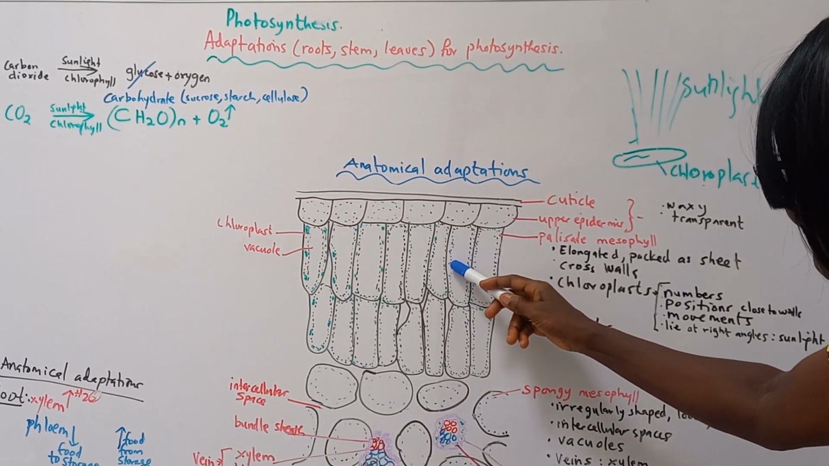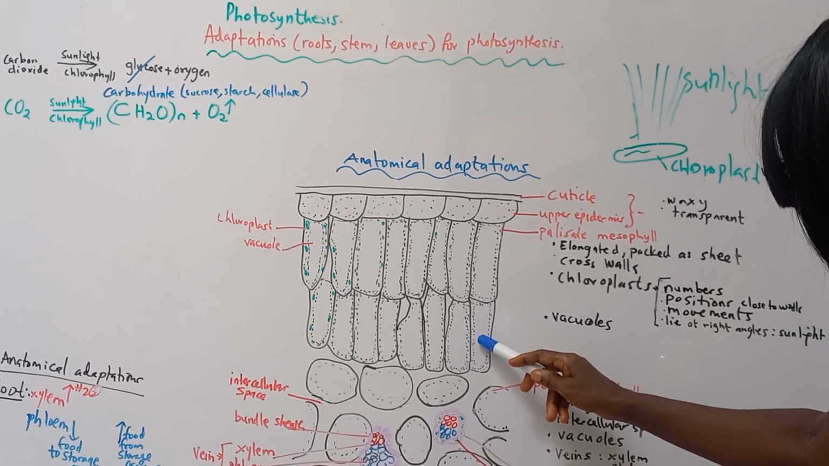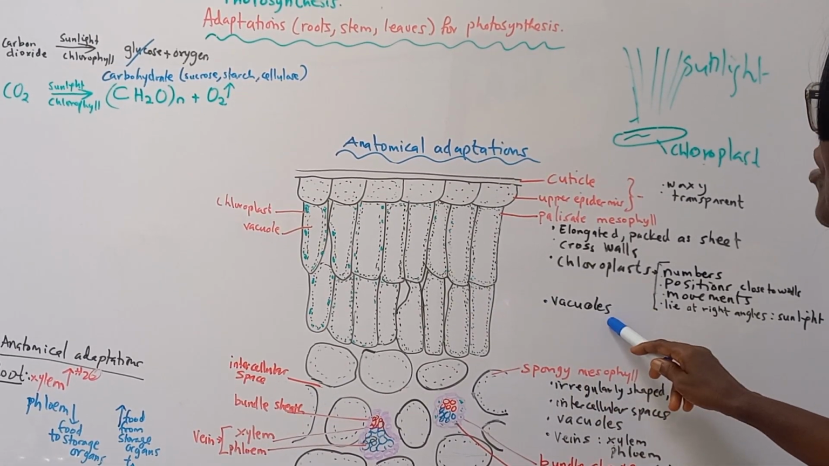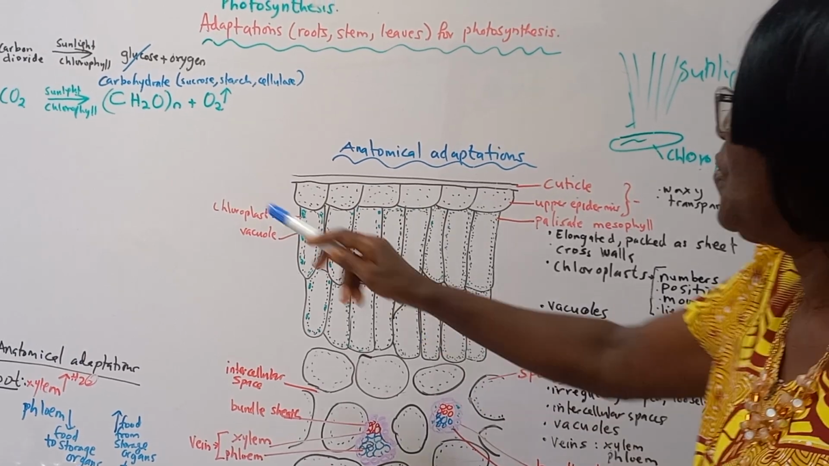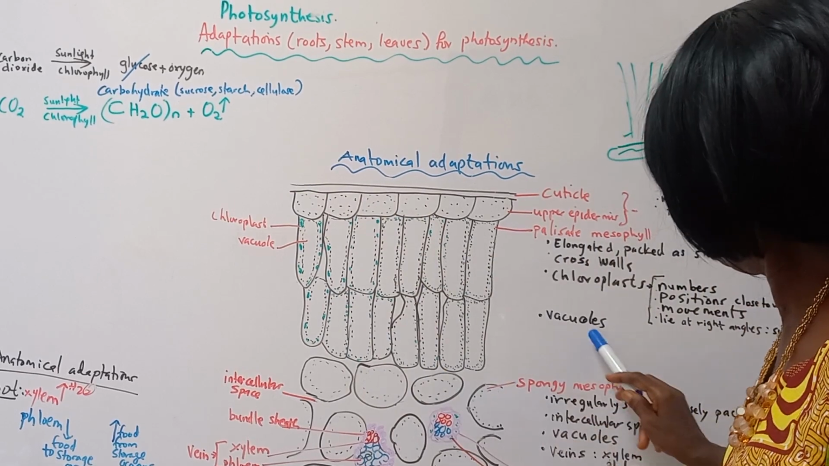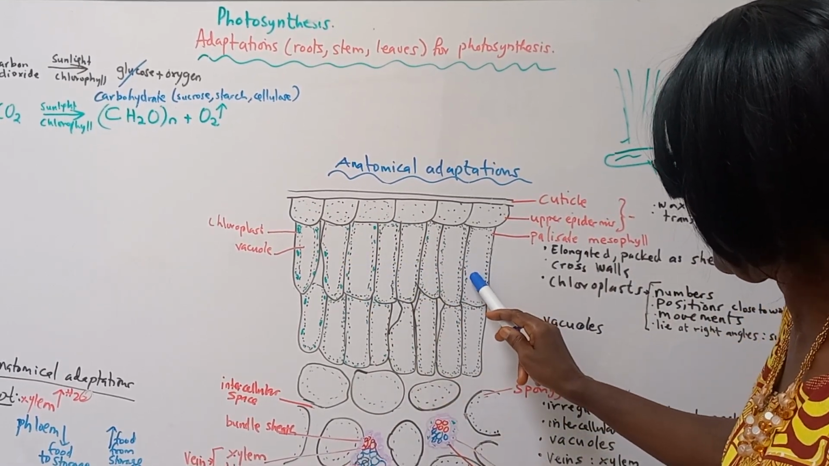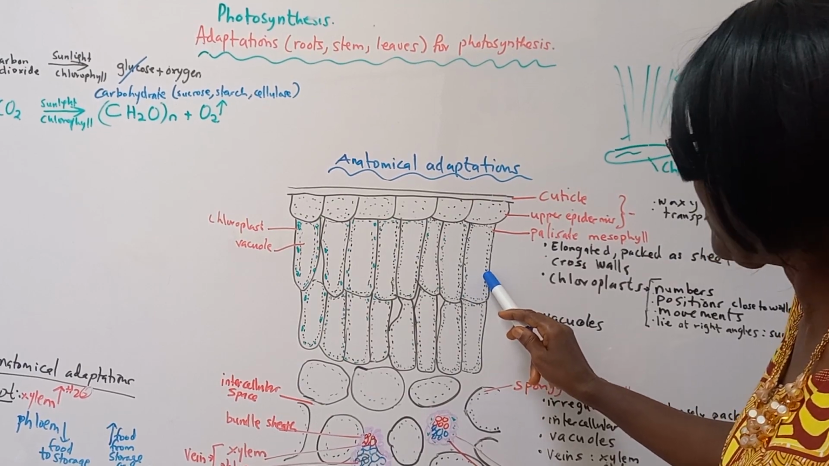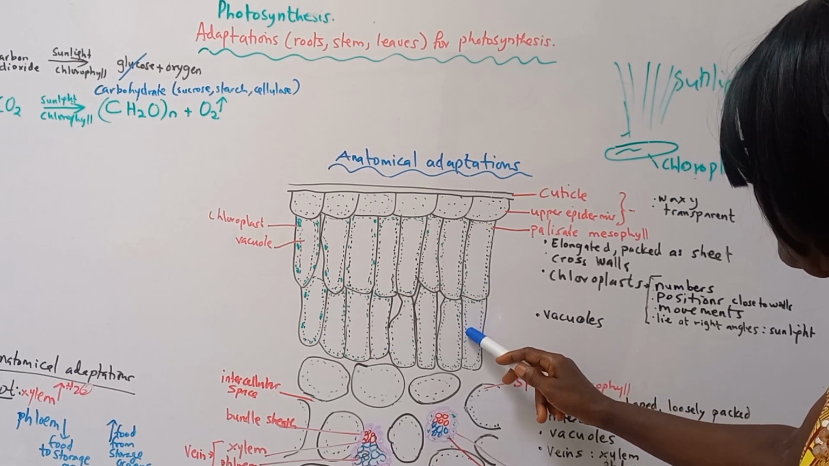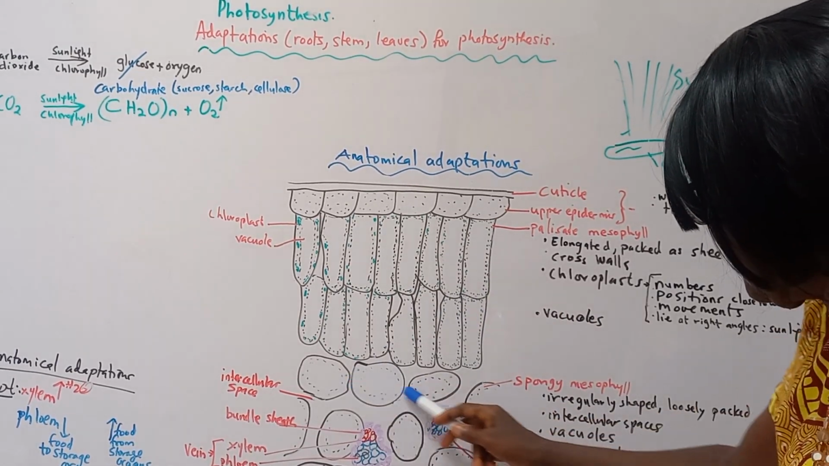And we said there are very large vacuoles in the mesophyll cells. The vacuoles store temporarily the products of photosynthesis, which is glucose, which is quickly turned into sucrose. So the vacuoles store a lot of sucrose temporarily to enable more photosynthesis to go on in the palisade mesophyll cells. Then we look at the spongy mesophyll cells.